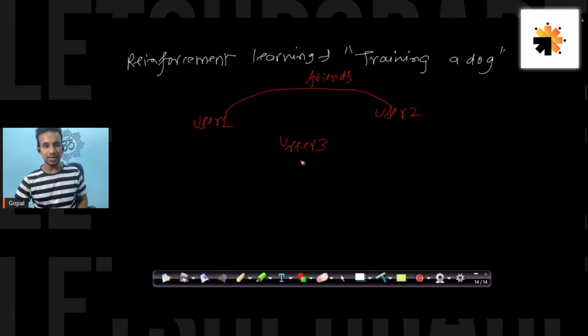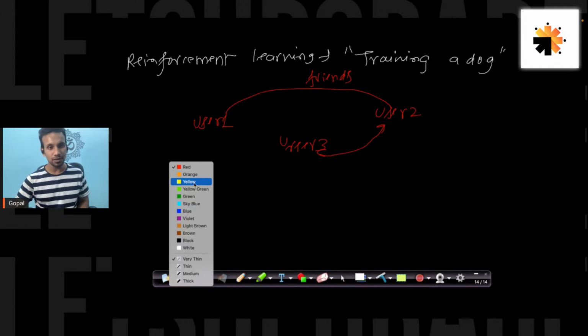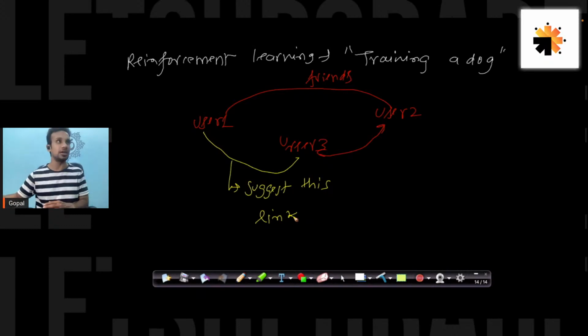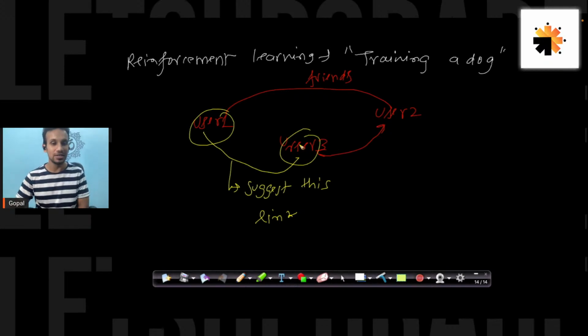And let's say user 3 is a friend with user 2. Now what we can do is suggest this link. This was primarily called the link prediction task. Suggest this link, like whether user 1 and user 3 can be friends or not. Okay, so that also works as a recommendation system.